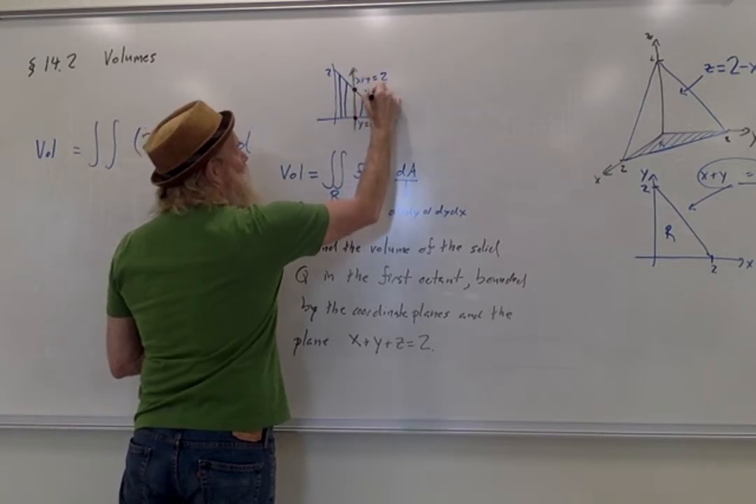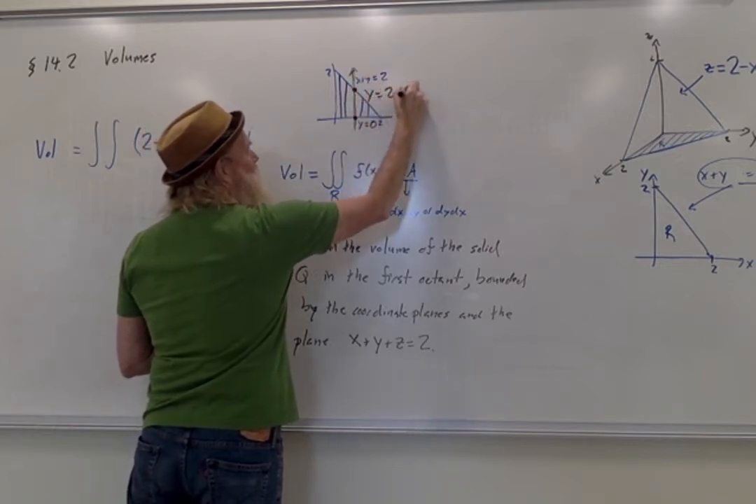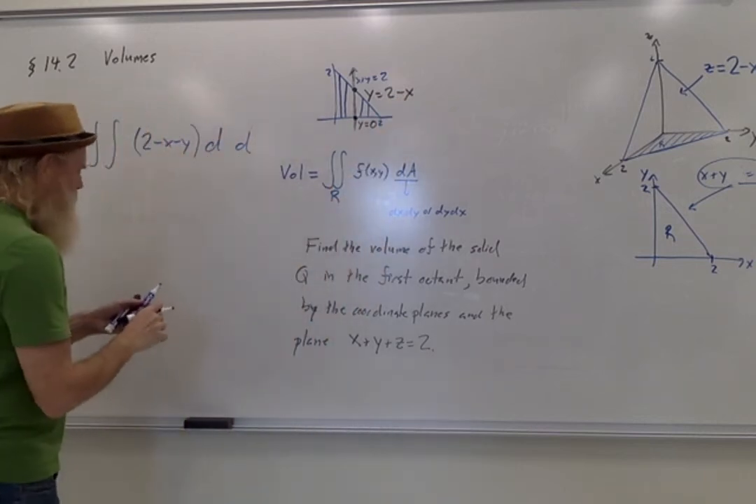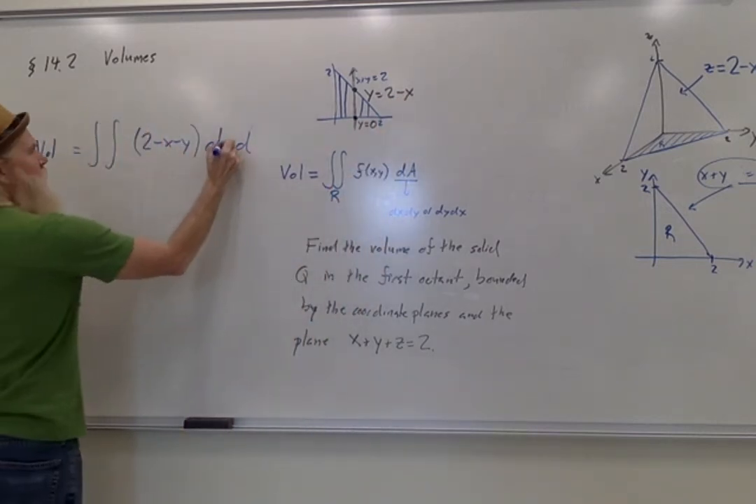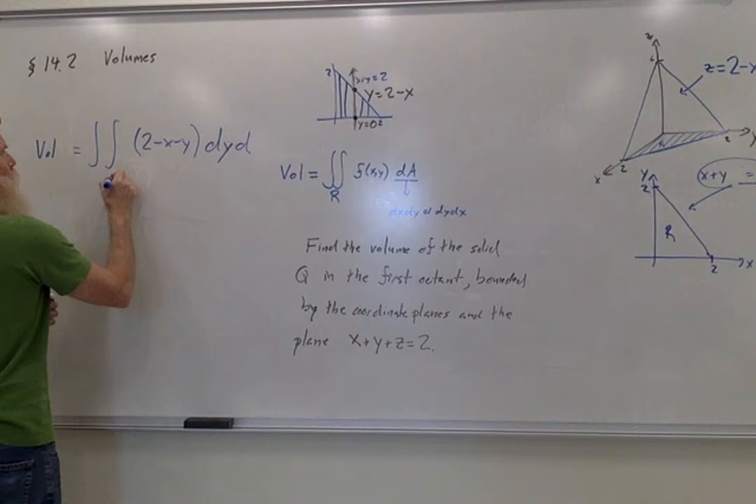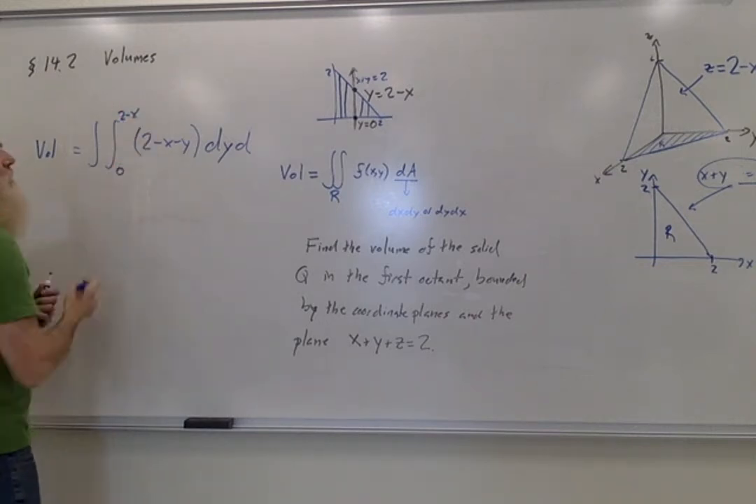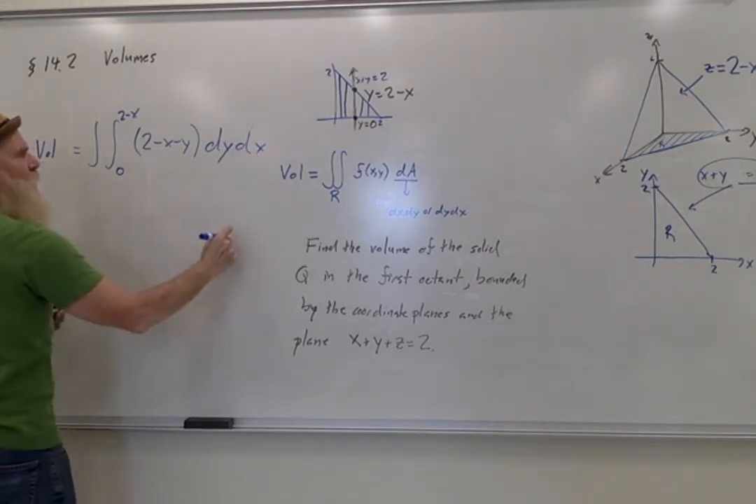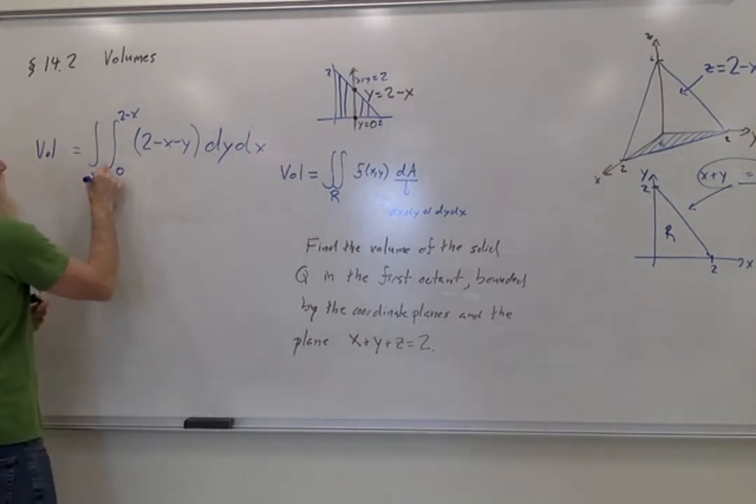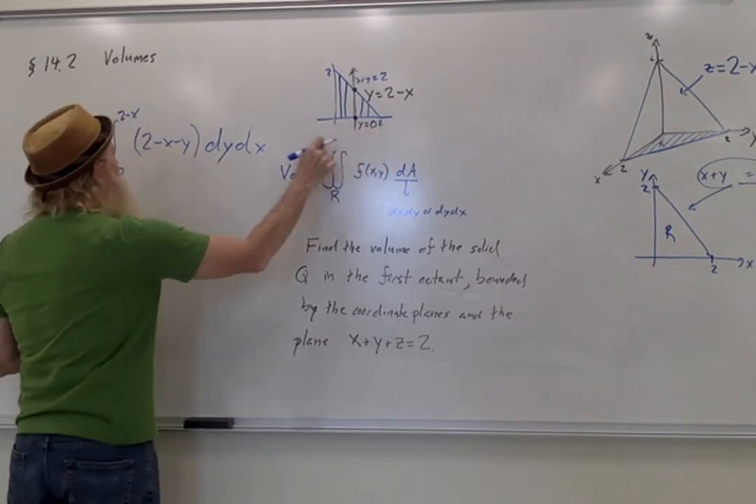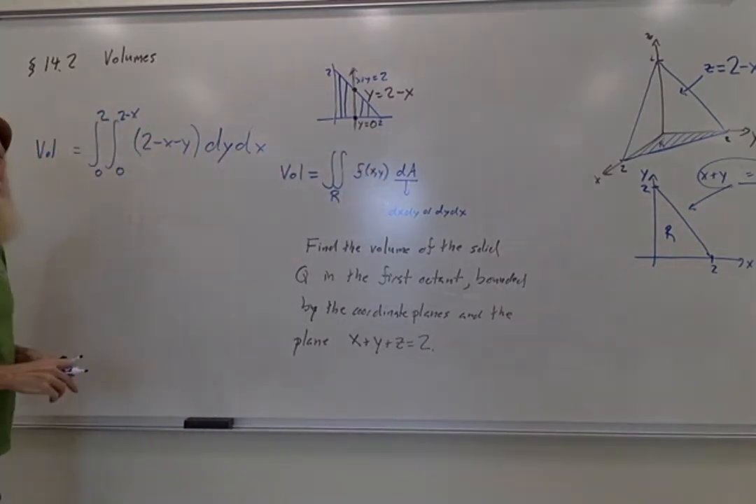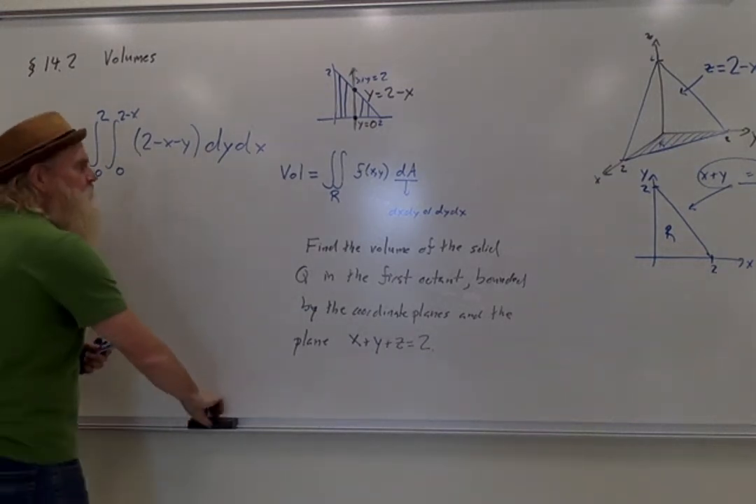This equation could be written y equals 2 minus x. So setting up the bounds, for y they are going to be from y equals 0 to y equals 2 minus x. And on the x, I'm going to go from the smallest value of x in the region, which is 0, to the largest value of x in the region, which is 2. So this will be a formula for the volume of that triangular pyramid.